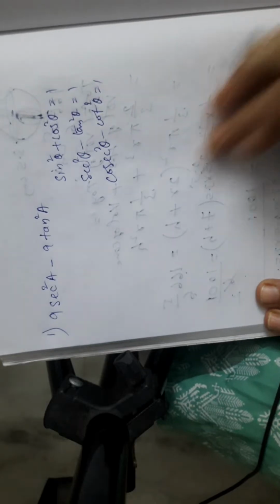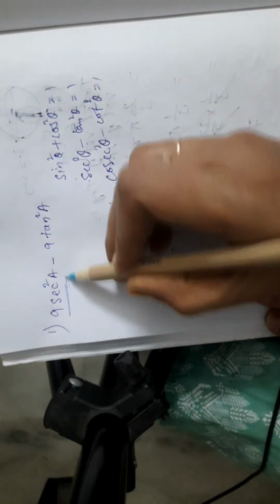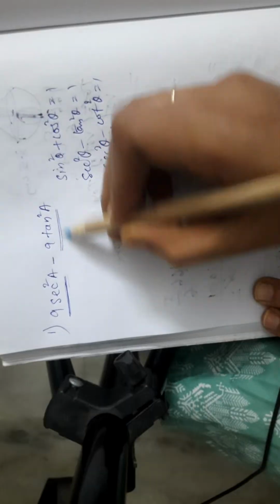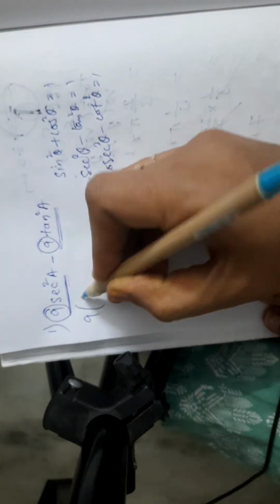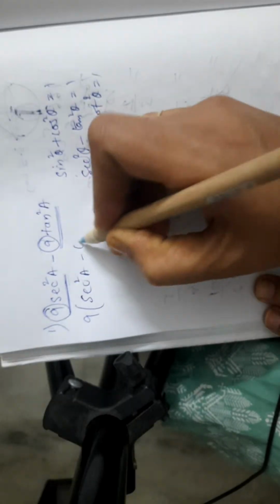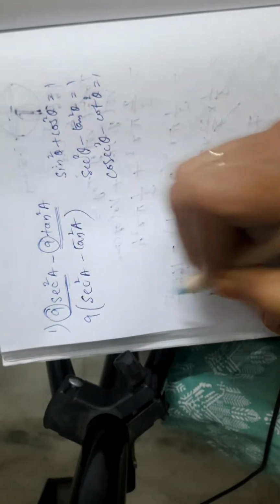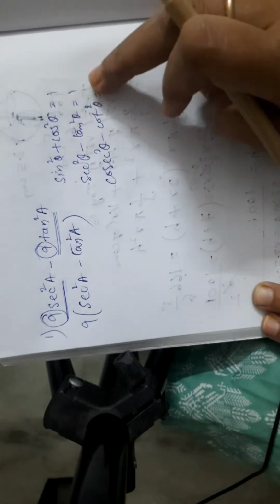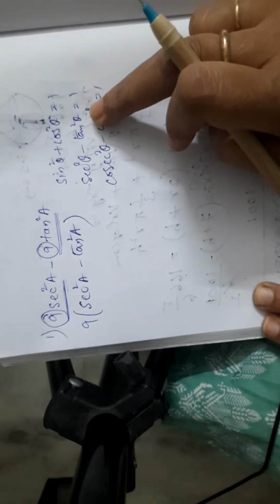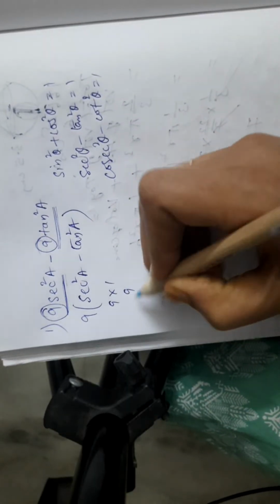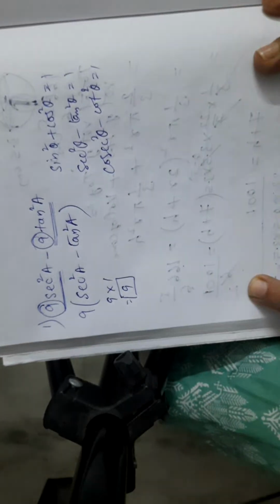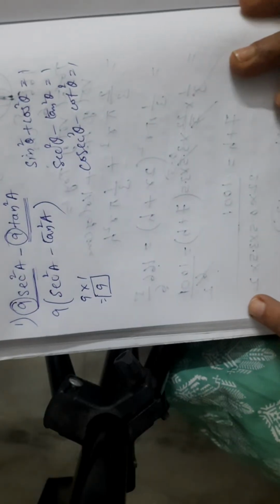हाँ, चलो अभी देखो इस क्वेश्चन में हमारा 9 sec square A, 9 tan square A. We can take 9 common. अगर अपन ने 9 कॉमन ले लिया, sec square A minus tan square A. So as per second identity, the value of sec square minus tan square is 1. तो अपन इसको रिप्लेस कर लें. So the answer is 1. This can be an MCQ.